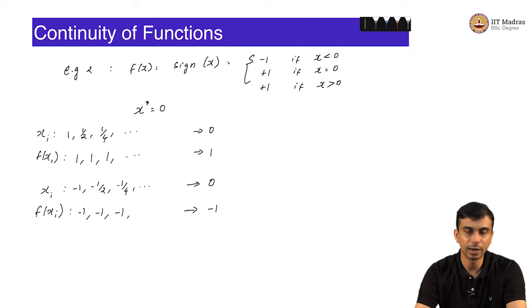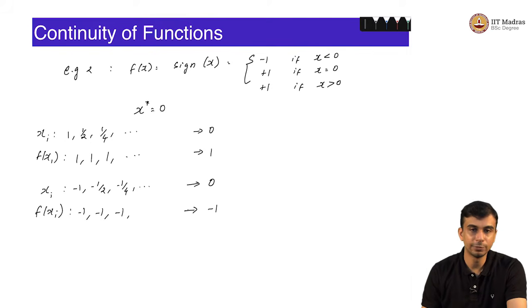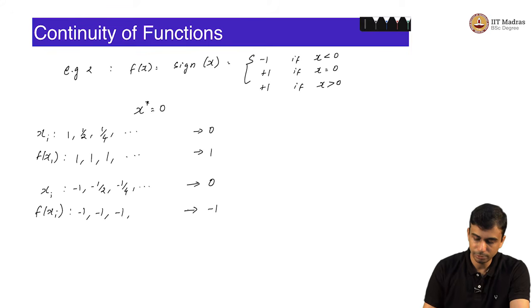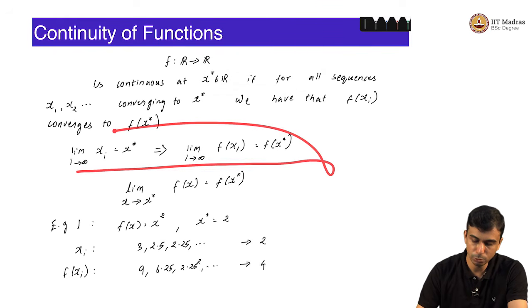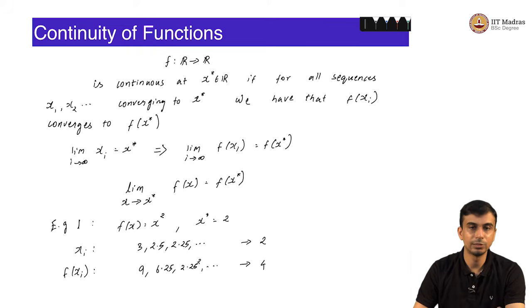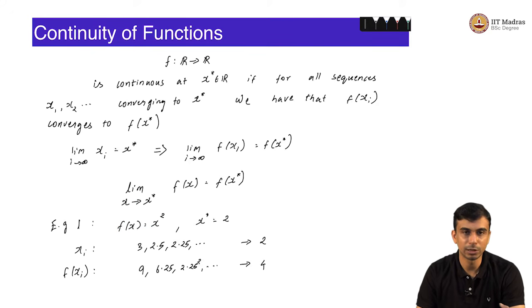There is a discontinuity at x star equal to 0. Right. And we will say that a function is continuous if it is continuous at all points in its domain. So, we will say a function is continuous at a given point x star if this statement is true. We will say a function as a whole is continuous if it is continuous at all points in its domain. An example would be f of x equal to x squared. This function is continuous at all points in its domain, not just x star equal to 2.